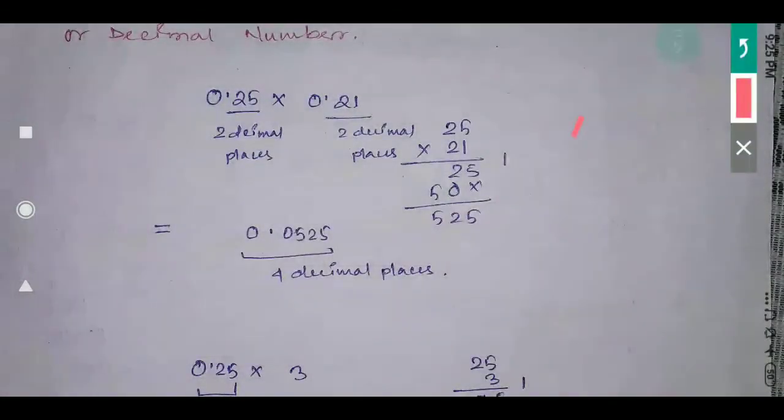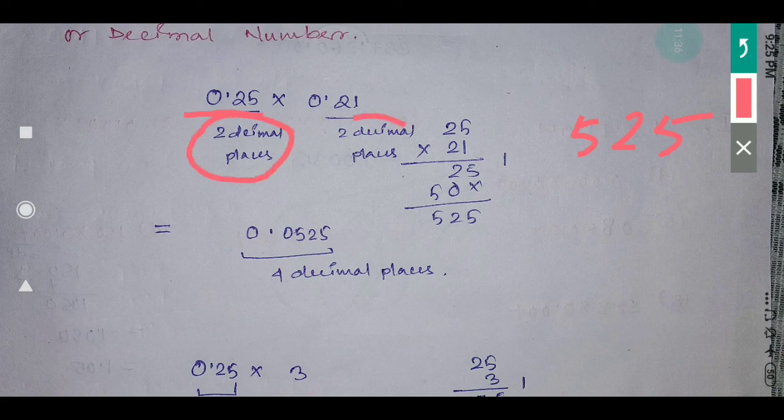So you have got 525 here. Now you check the question. In the first number, how many decimal places are given? 2 decimal places. The second number also has 2 decimal places. So after doing the multiplication, your answer will have 4 decimal places, 2 plus 2 is 4. That means it will be like this: 0.0525.